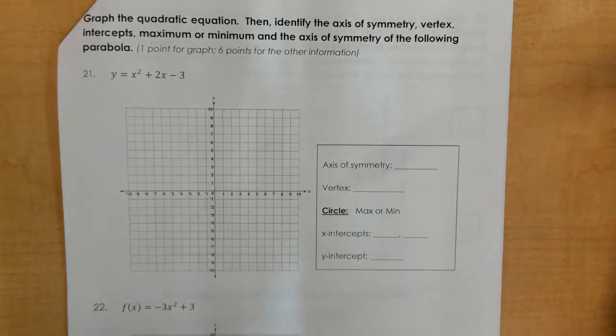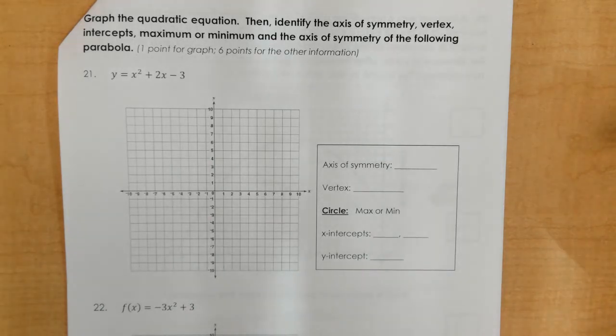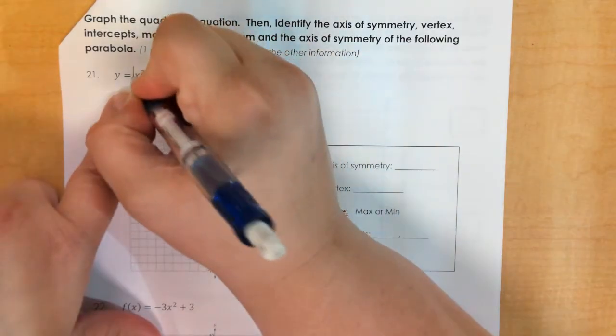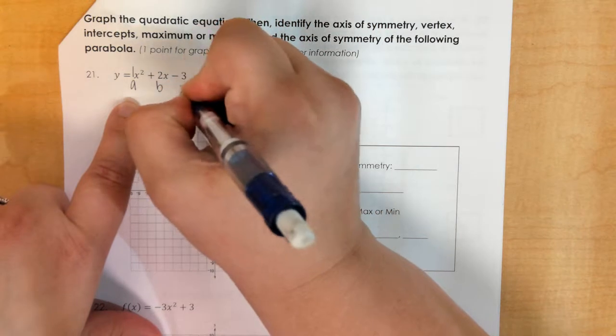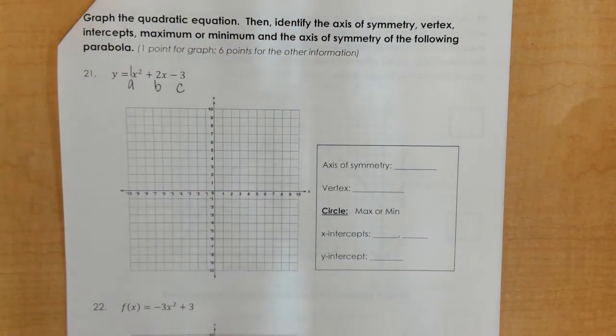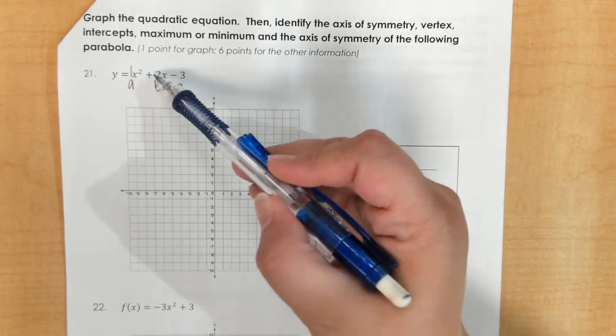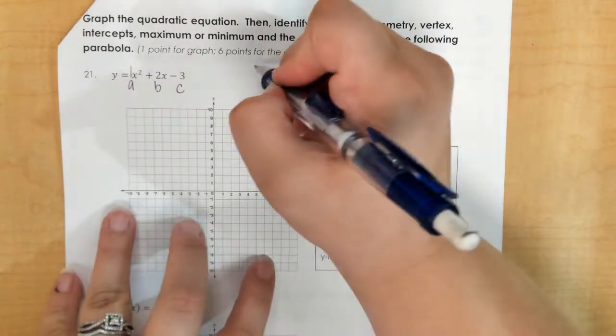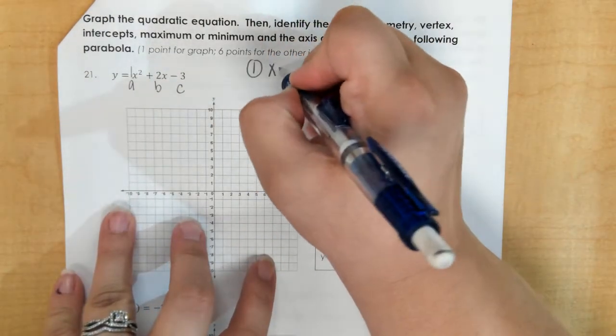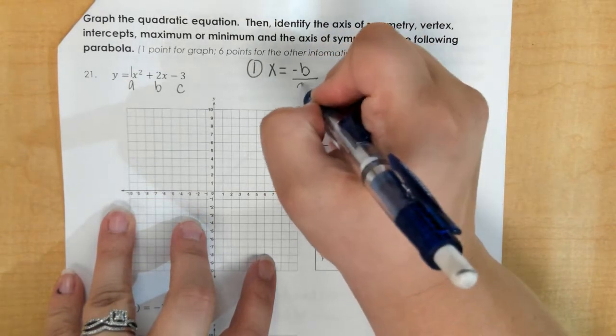For number 21, it says graph the quadratic equation. Identify the axis of symmetry, the vertex, the intercepts, and decide if it's a max or a minimum. So first I need a graph. First of all, let's go ahead and label A, B, and C, because I have 3 terms here. So when I have 3 terms, I have my A, my B, and my C, and my first step is to plug into this.